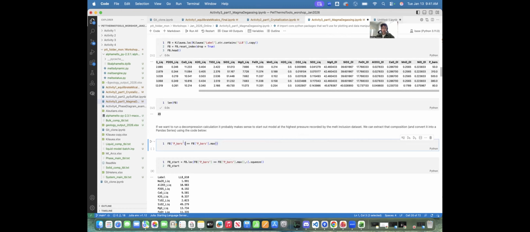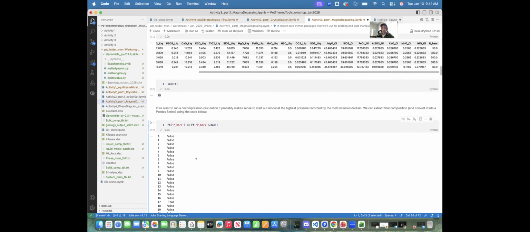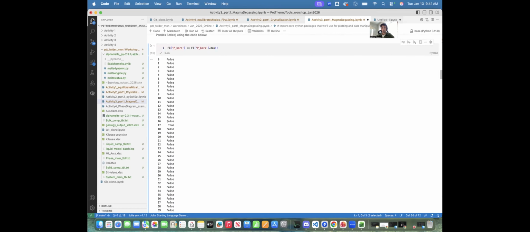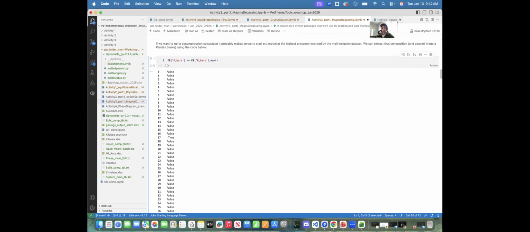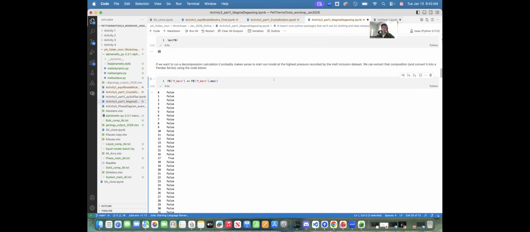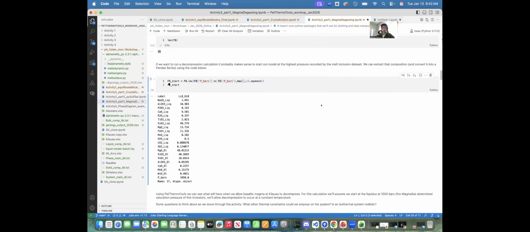So what I'm asking here is for a statement of where in this P bars series it is equal to the maximum value of that series, right? So most things are going to be false, and there should be one true. So row 18, index 17 here is true. Everything else is false. Unless you had two values that are absolutely identical, that's what you should expect to see in this case. And I'm just saying here, locate the rows where that is true. I don't actually need the comma colon here, but that's just saying give me all the columns as well.